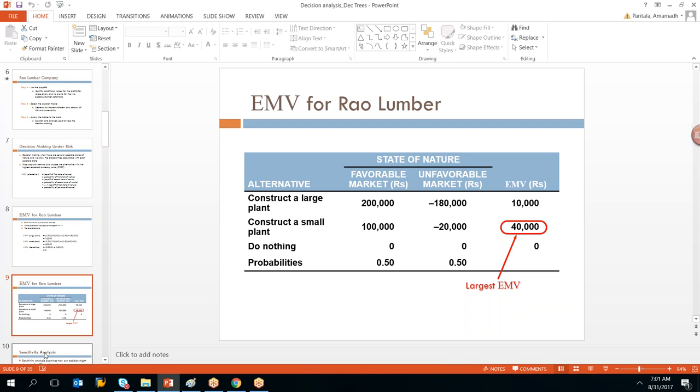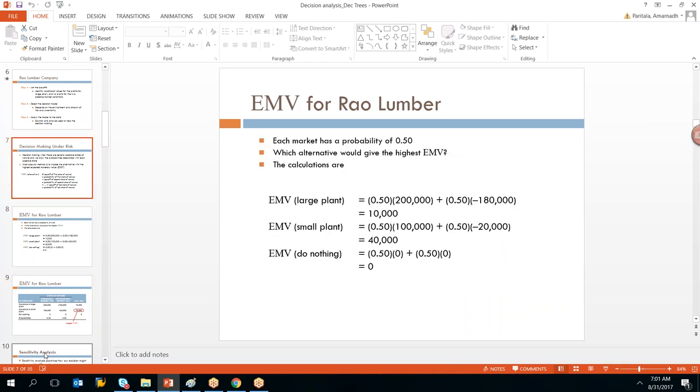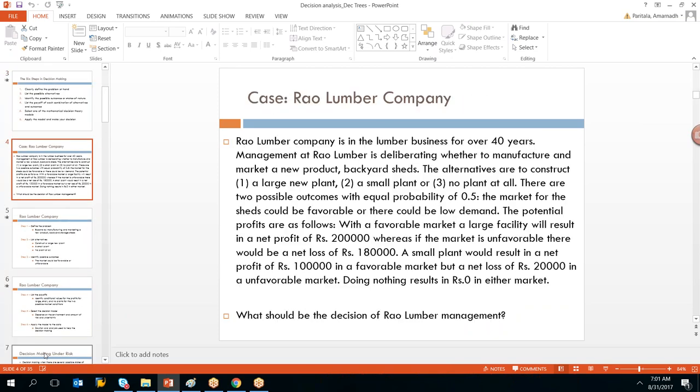But how much can you guarantee that the market is going to be favorable with 0.5, a 50% probability? How can you say that? Was the survey conducted, is the person genuine, or did he do the right survey? Who knows? Even you don't know, right? Right now we have 0.5 as the market is favorable and unfavorable. Are you sure the market is favorable at 0.5 probability? No one knows.